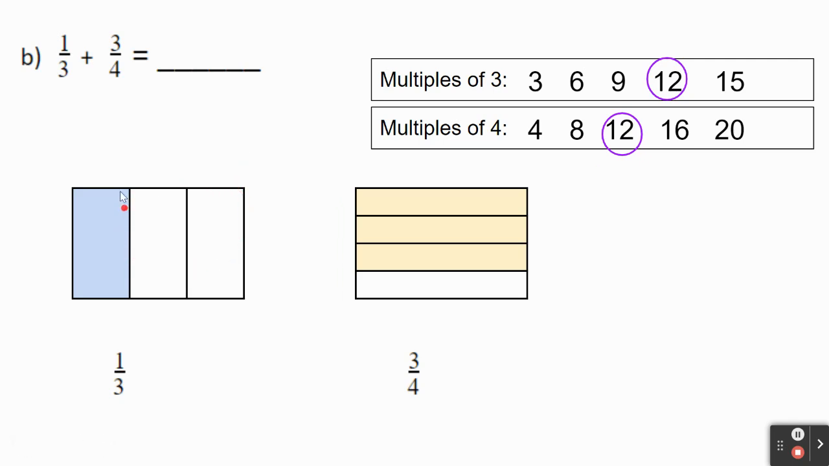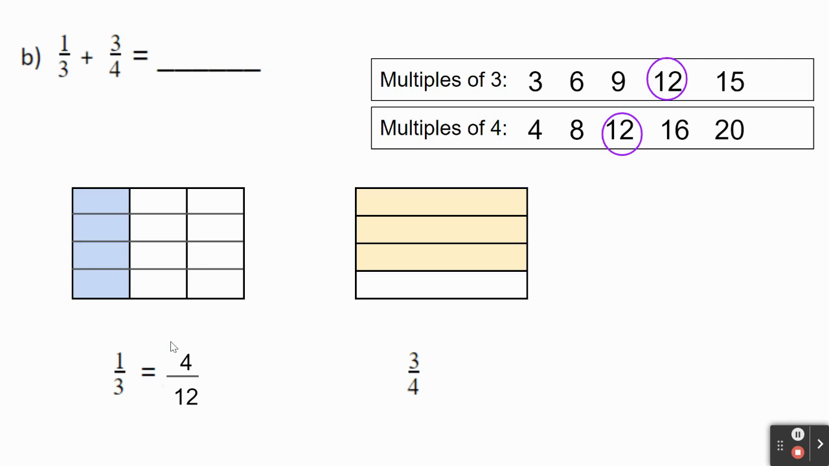Well, for our first fraction, we have 3 parts. So we're going to break each part into 4 pieces to create a total of 12 parts. We can see there's 12 parts, 4 of them are shaded. So that means that an equivalent fraction to 1/3 is 4/12.